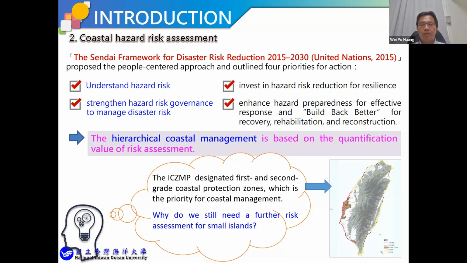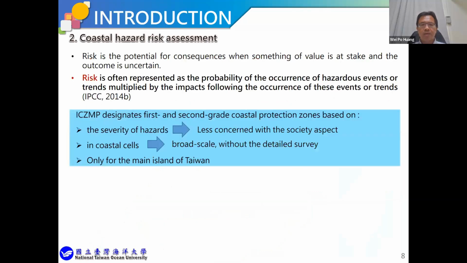A question is being raised here. The ICZMP designated first and second grade coastal protection zones in Taiwan. However, why is it necessary to conduct additional risk assessment for small islands? This is because the ICZMP designates first and second grade coastal protection zones primarily based on the severity of hazards, with less emphasis on societal aspects. Additionally, the designated spatial scale in coastal cells may not be suitable for small natural islands.